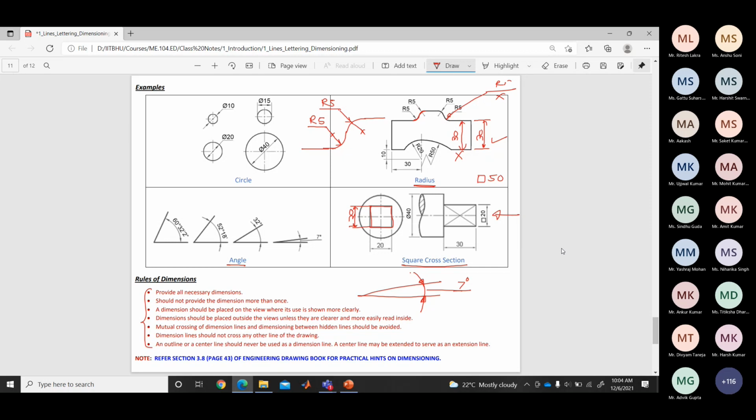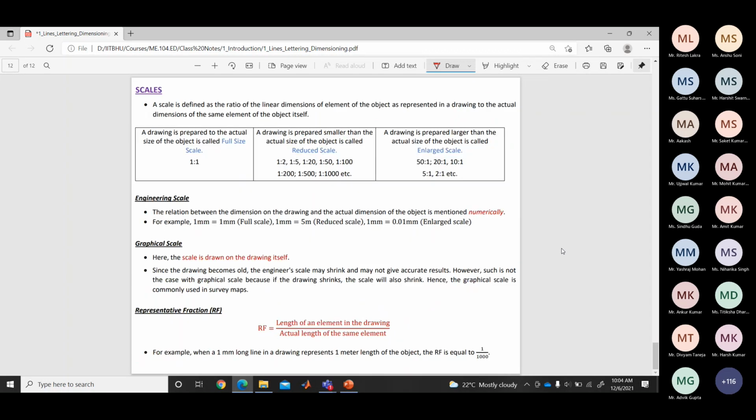And the last thing is about the scaling. We'll talk about the scaling. Why is scaling required, or what do we mean by scaling? If you consider the example of a building, how can you draw the outline or the different views of the building on a small piece of paper? This is possible through scaling.